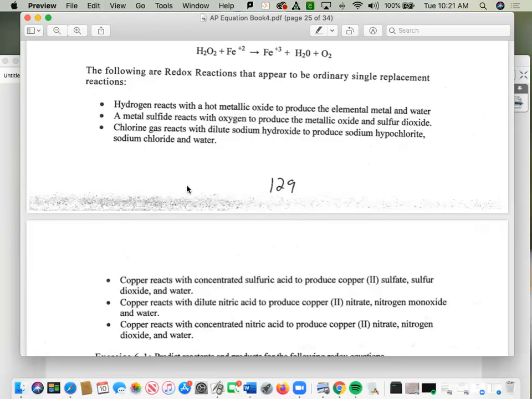Whoa, wait a second. What did we do in the lab this week? What was the first reaction? What did we add the copper wire to? Remember what I poured over the copper wire in the hood? The nitric acid. This is the reaction for your lab. How about that? Who would have thought, right? Cool.